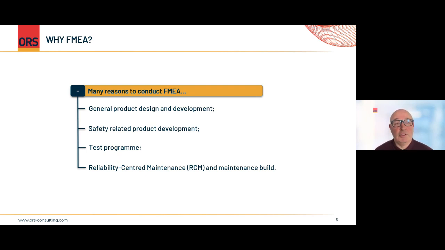It's one of the very first structured techniques for analysing systems, and it's used for lots of different reasons today. It's used in general product design and development. It's used when we're trying to develop safety-related systems and products. It's used in test programs, again with a view to trying to improve the reliability of the system, and also in reliability-centered maintenance, so trying to identify the inspection and maintenance tasks that we're going to do going forward to help improve the reliability and reduce the risk associated with failure. So there's lots of different reasons for using it, and we'll go into them over the course of the presentation this morning.